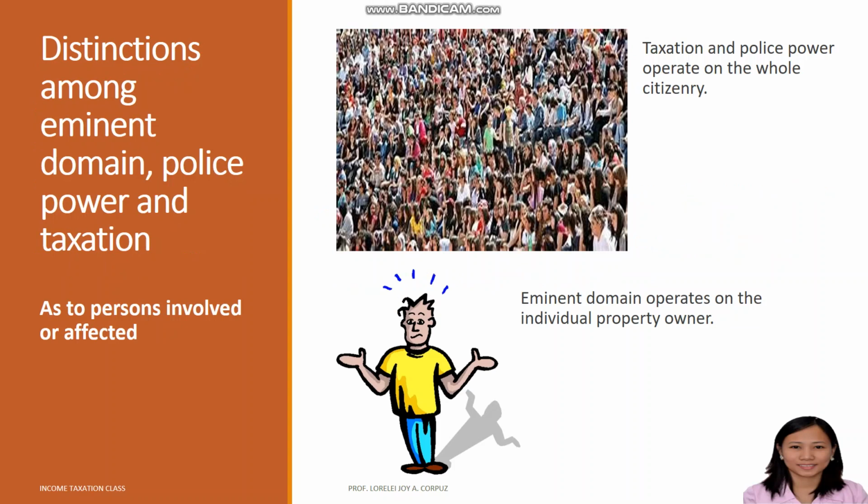Next is the distinction among eminent domain, police power, and taxation as to persons involved or affected. Both taxation and police power operate on the whole citizenry, while eminent domain operates on the individual property owner only. So, mas madaming naapektuhan yung taxation and police power as to persons involved as compared to eminent domain, kung saan ang affected lang ay yung property owner.